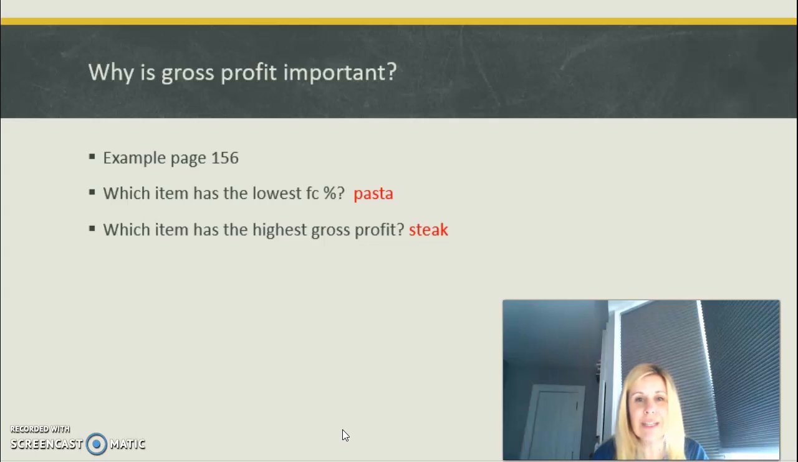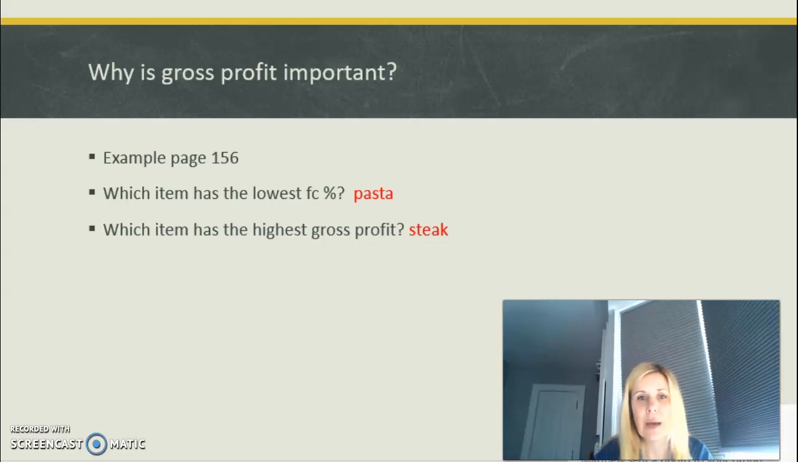But for every steak we sell, we send $11.22 to cover other dollars of expenses. Every time we sell a pasta, we only send $9.28. So which one do we use? It's important as good financial managers to use both.